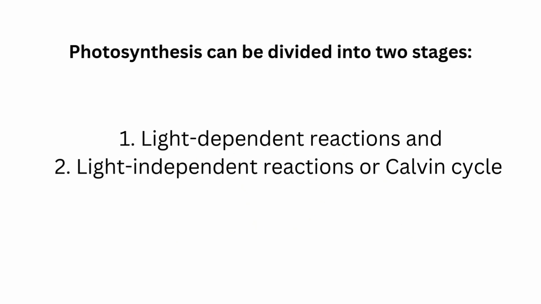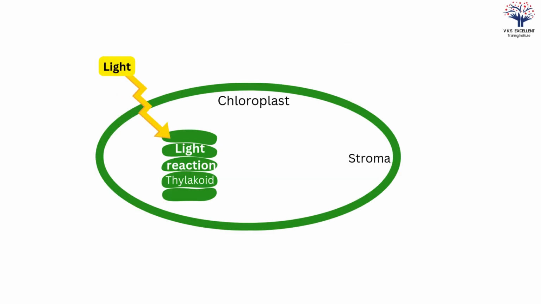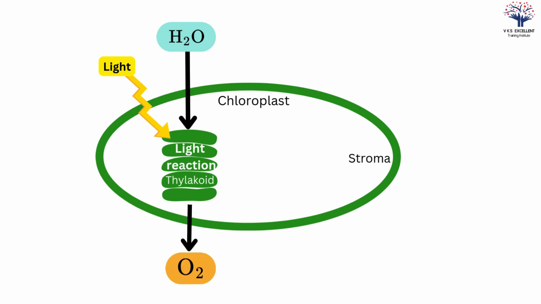Photosynthesis can be divided into two stages: light-dependent reaction, or light reaction, and light-independent reactions, or Calvin cycle. In light reaction of photosynthesis, solar energy is transformed into chemical energy in the thylakoid membranes of chloroplasts of leaves. During this process, water is split, supplying electrons and hydrogen ions as well as releasing oxygen as a byproduct. Chlorophyll absorbs light, which drives the transfer of electrons and hydrogen ions from water to a NADP plus molecule. Additionally, the light reactions also produce ATP.